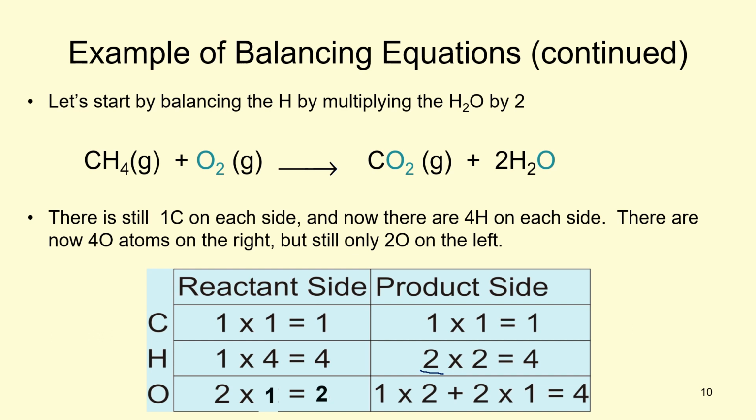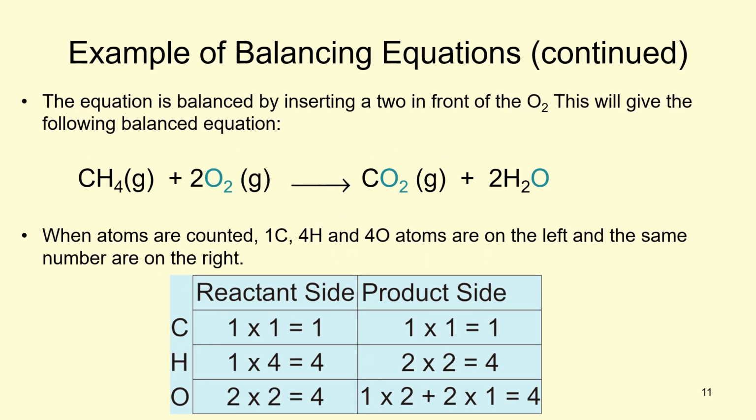On the right, I still have 1 carbon, 2 oxygen from the CO2, and now that I've multiplied the water by 2, I also have 2 oxygen there. So now I have 4 oxygen on the right. So I've balanced my carbon, I've balanced my hydrogen. I still haven't balanced my oxygen, but it's probably easier now to balance it because I have 4 on the right, 2 on the left. So I can add a 2 in front of the oxygen, and now they're balanced.